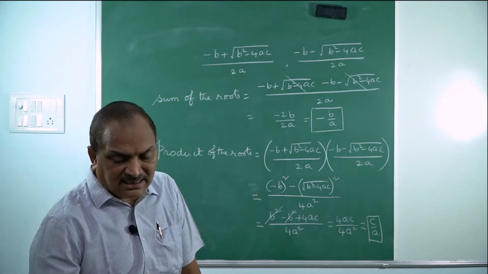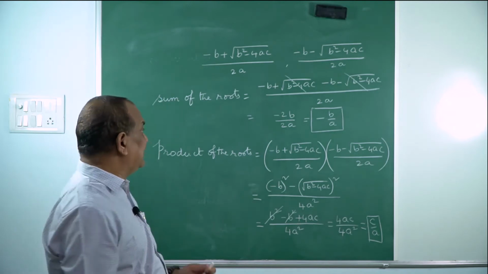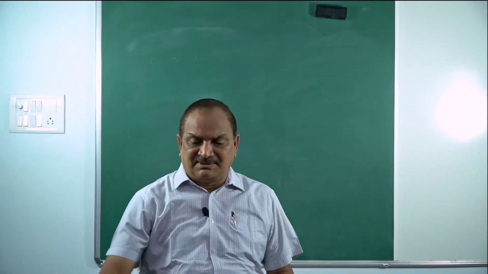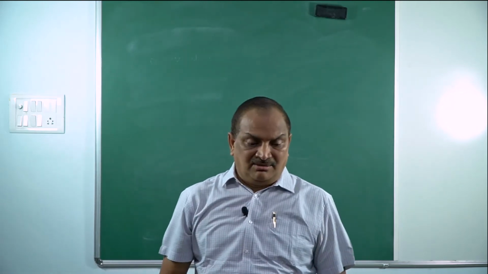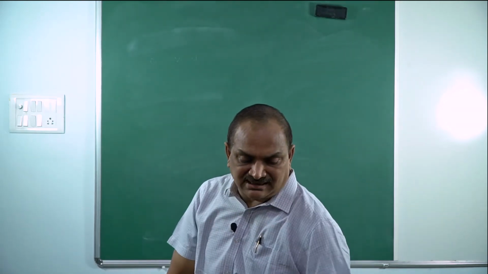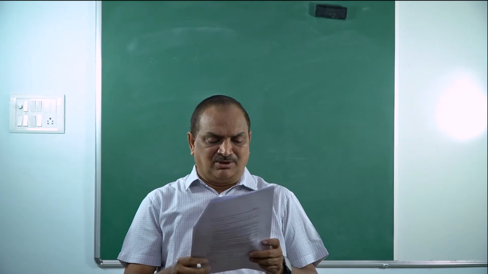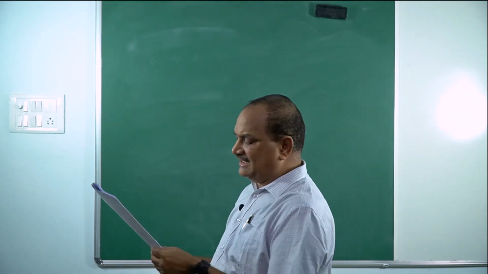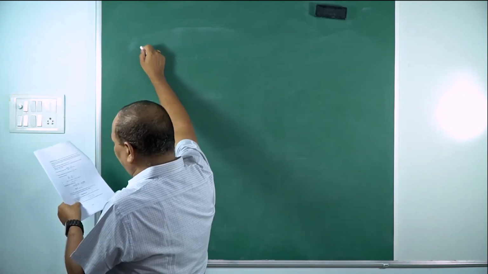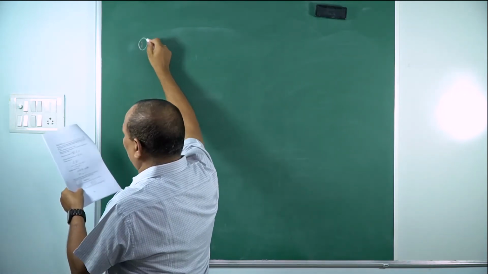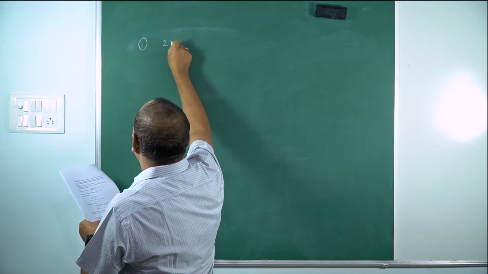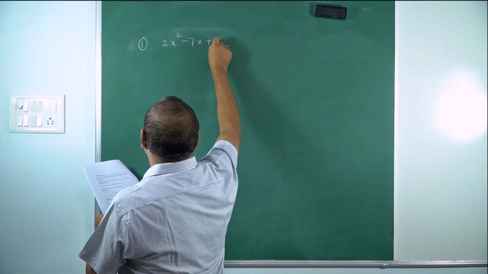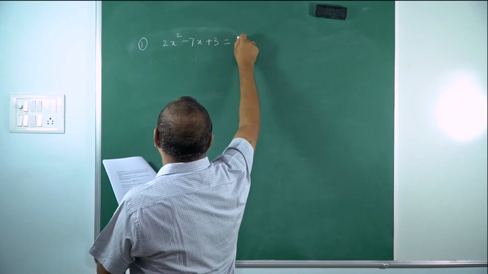Okay, now we can start exercise 4.3. Okay, and he is giving specifically an instruction, method of completion of squares. That's what he has given. Okay, an important note there. 2x square minus 7x plus 3 is equal to 0. This is my first problem of 4.3. 2x square minus 7x plus 3 equals 0.